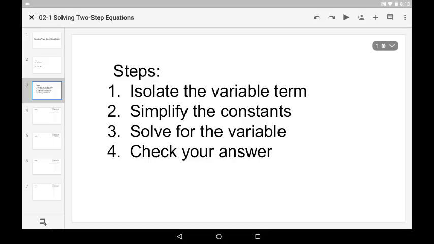Okay, so the steps for solving two-step equations. First, you want to isolate the variable term. That means the term with the letter in it, you want to get it by itself on one side of the equal sign. Or if there's more than one of them, you need to combine them, make sure they're on the same side of the equal sign.